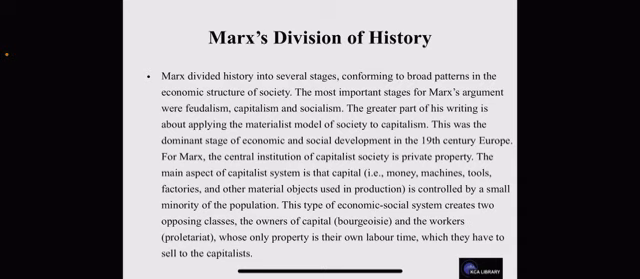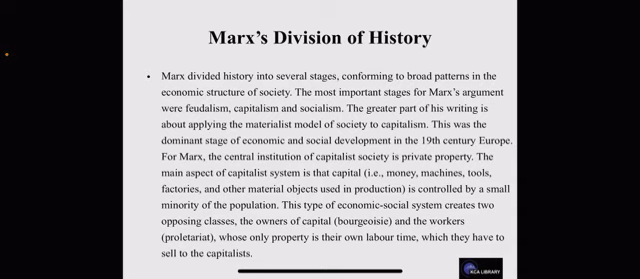So now let's move on to Marx's division of history. Karl Marx was able to divide history into several stages, conforming to broad patterns in the economic structure of society. The most important stages for Marx's arguments were feudalism, capitalism, and socialism. The greater part of his writing is about applying the materialist model of society to capitalism. This was the dominant stage of economic and social development in the 19th century, and we can even say it is still the most dominant stage of economy in this 21st century.